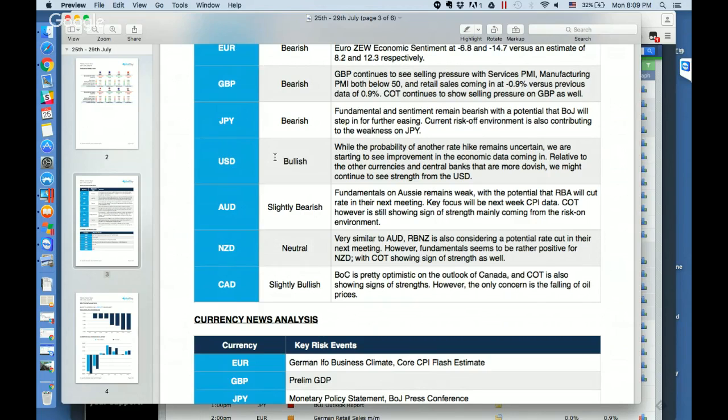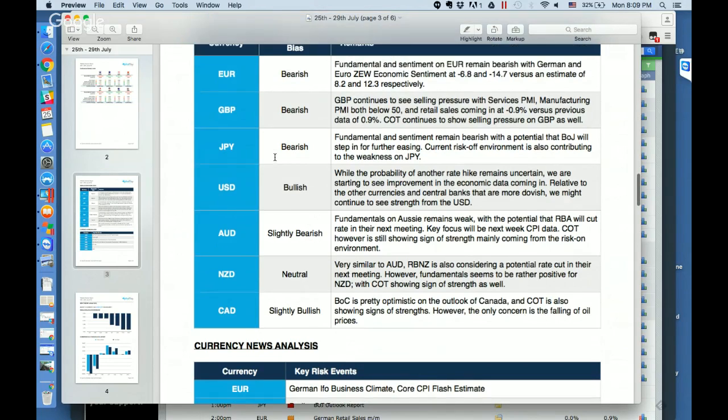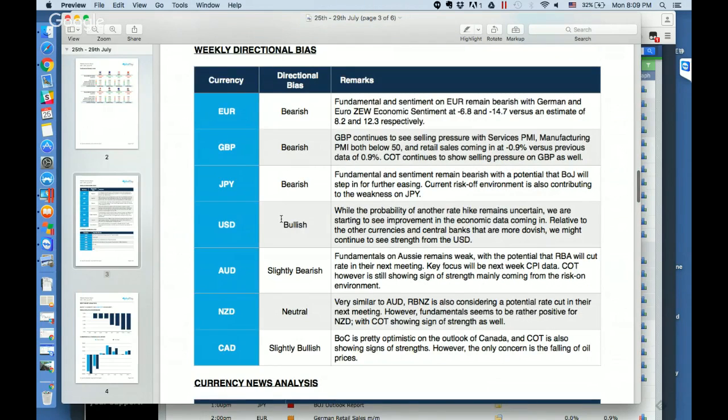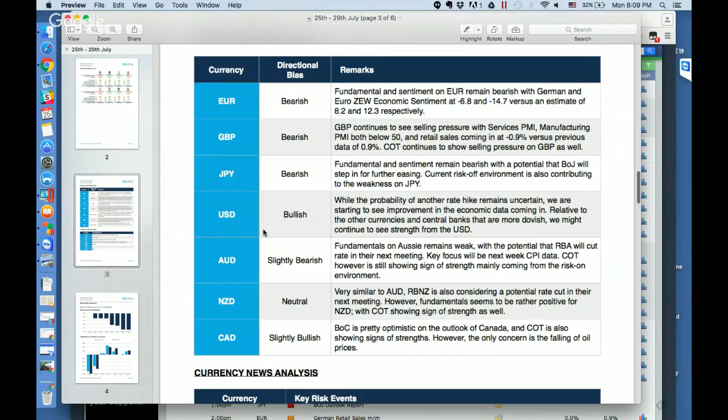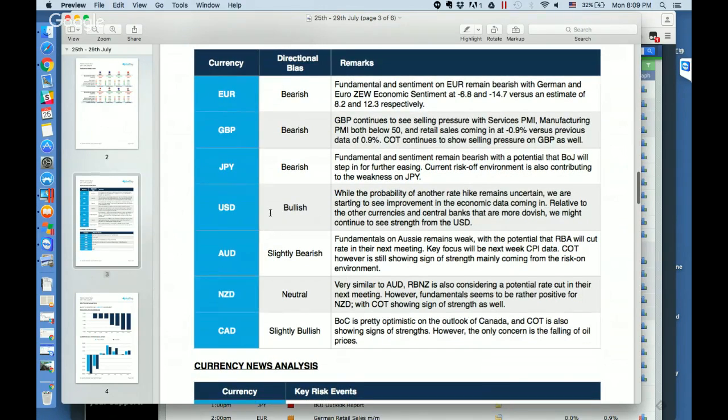So if you want to short any currencies, high chance you want to couple it with the dollar, all right? Because if you look at this overall index, the only ones that are pretty strong are the dollar and the Canadian. All right, so when you want to short certain currencies, you might want to pair up with the dollar itself.